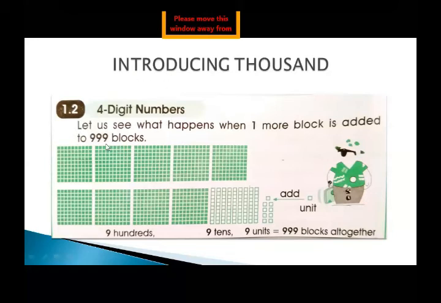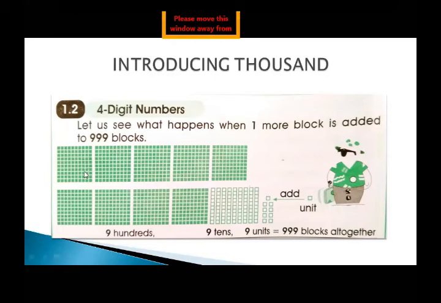If we add one block to 999, then it will become 1000. So the largest 3-digit number is 999, and after 999, what comes? 1000. The smallest 4-digit number is 1000. Or simply, if we add one block to 999, then it will become 1000.